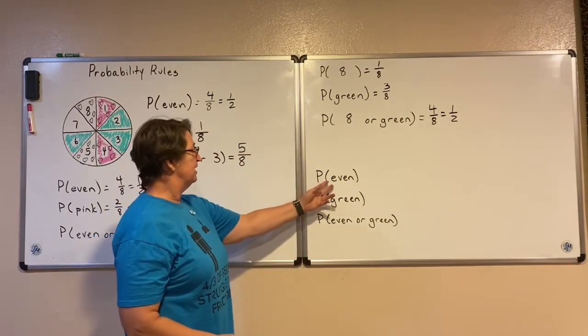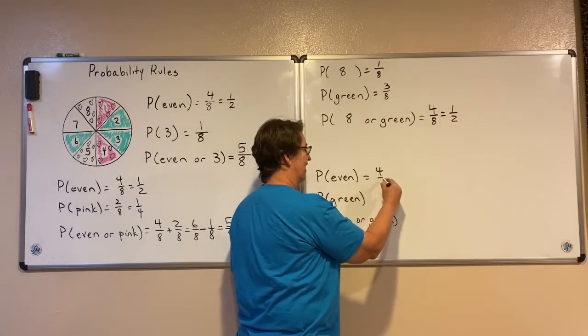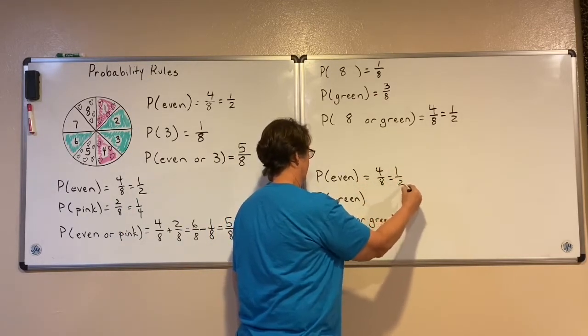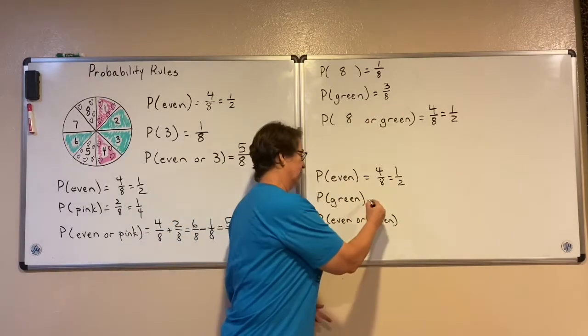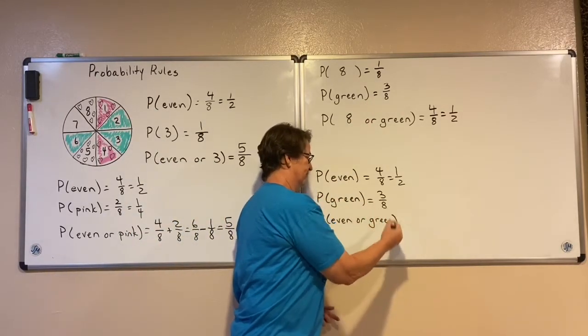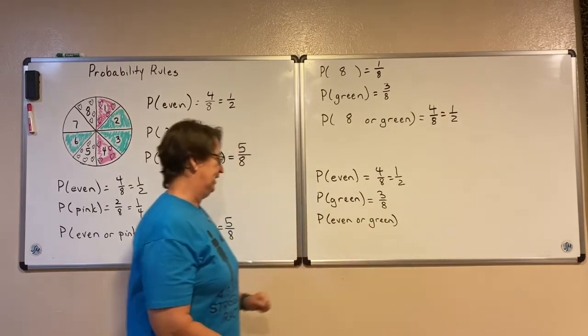Let's try one more. What's the probability of even? We've seen that several times. It's 4 out of 8 or 1/2. What's the probability of green? We saw that earlier, 3 8s. What's the probability we get an even or a green?